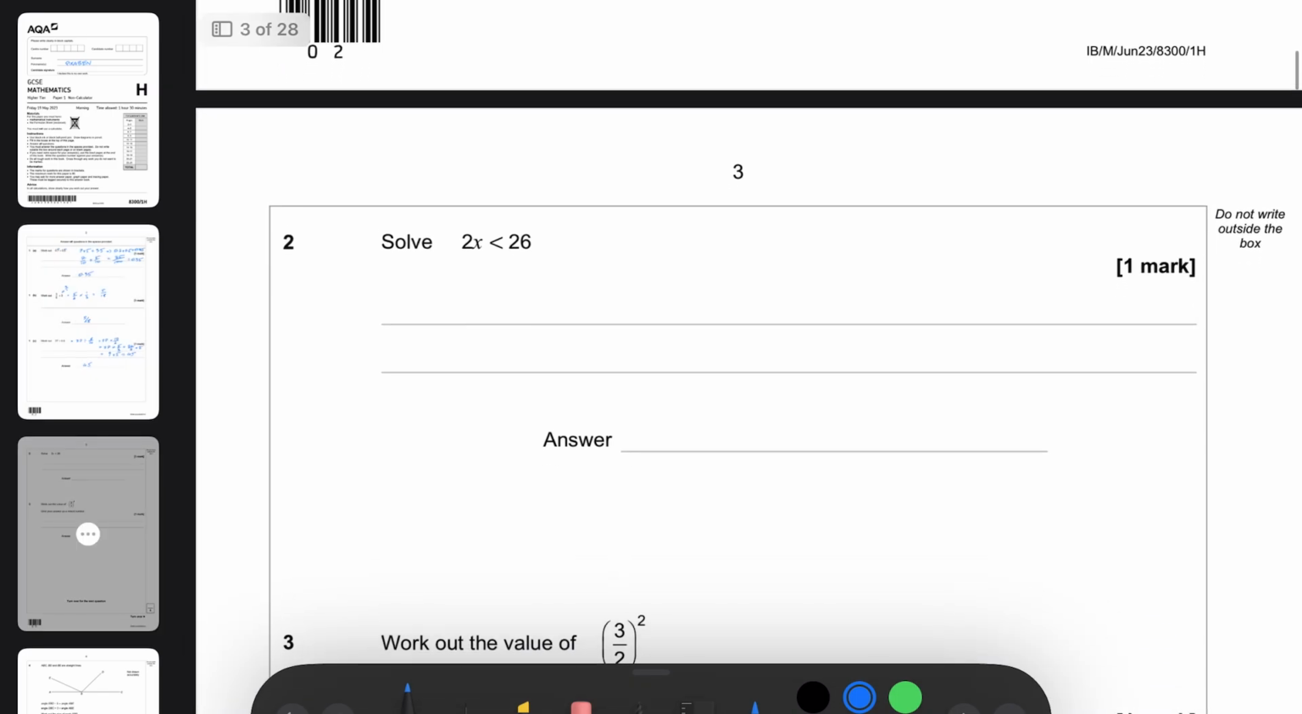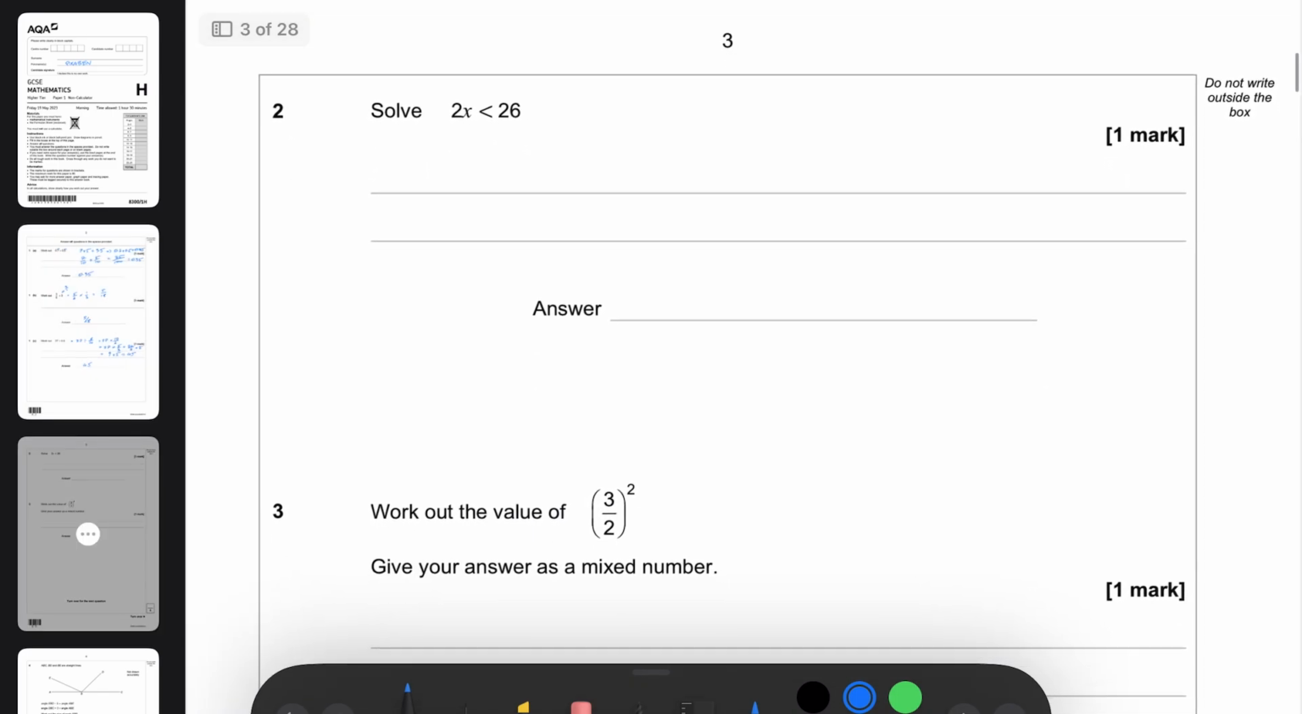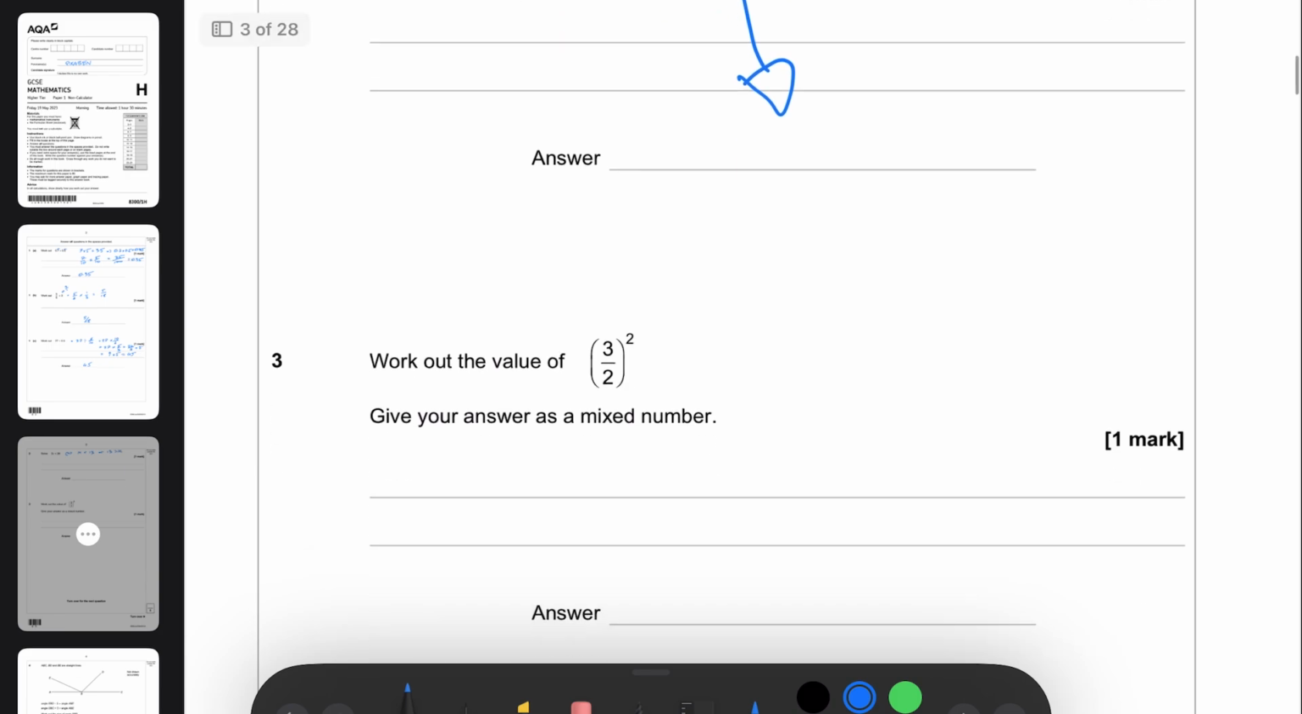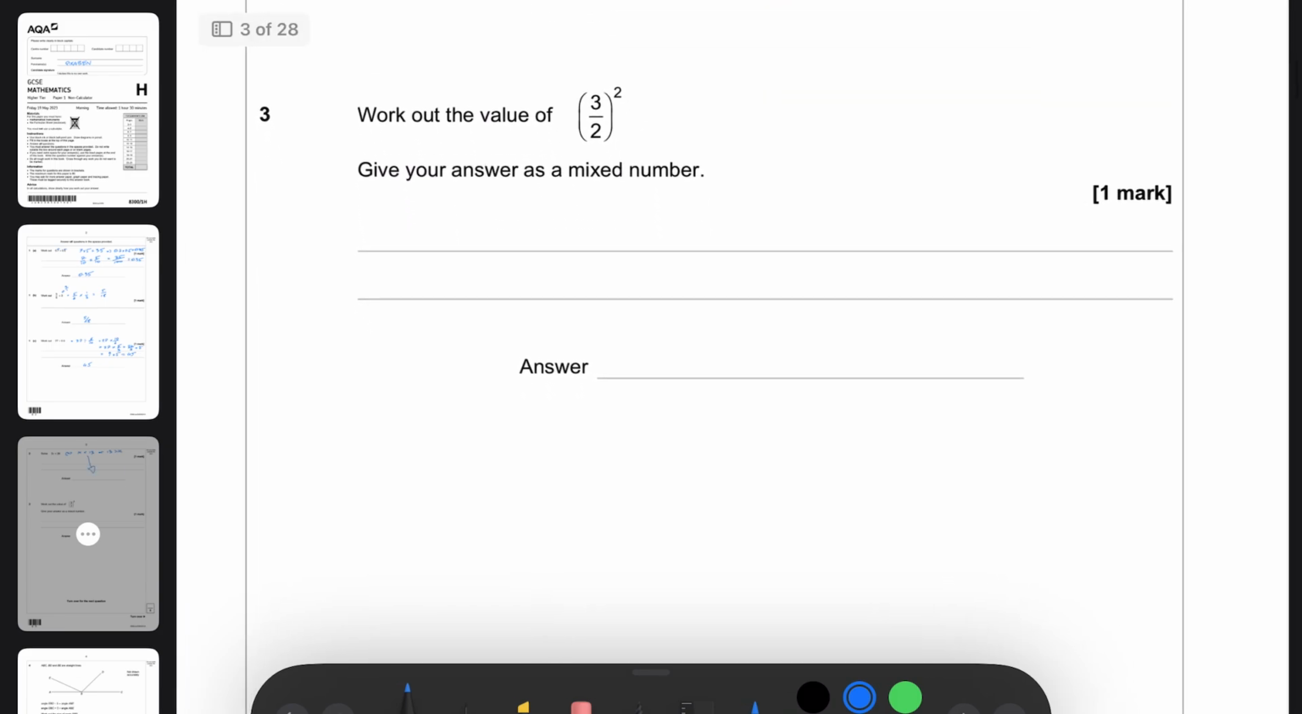Right, so now, still pretty easy, question 2. 2x is smaller than 26, so I think this is pretty simply solved. They just want to see if you can solve an easy inequality. So this is divide by 2 on both sides. So you have x is smaller than 13, or 13 is greater than x, whichever you wish, and it goes there.